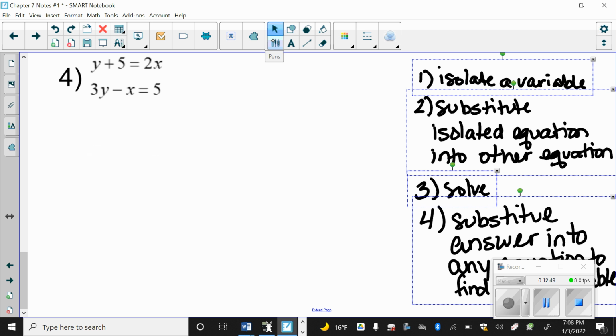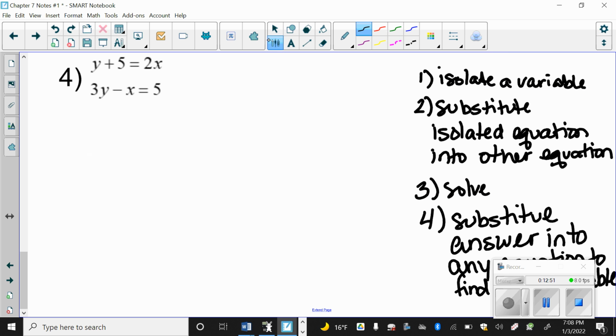All right, example number 4. Step 1, isolate a variable. So I do not have a variable isolated here. Notice in my top equation, I have y plus 5. So I have 5 on the same side as y. Or my bottom equation, I have 3y minus x. So I have both x and y on the same side. So I'm going to take this top equation and I'm going to isolate y.